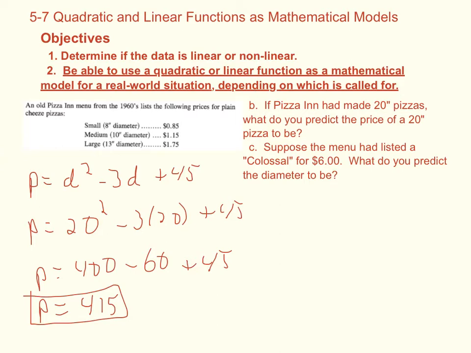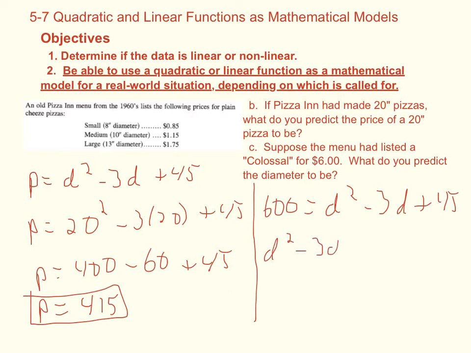Now for C, suppose the menu had listed a colossal for $6. What do you predict the diameter to be? So what do you have to do? 600 cents equals d squared minus 3d plus 45. So d squared minus 3d minus, what do we have here?